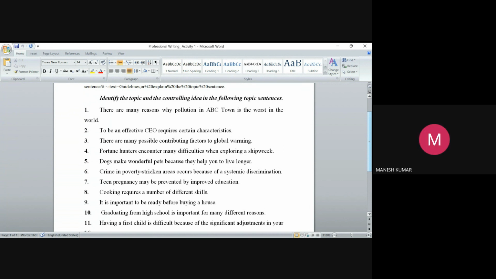Fortune hunters. Difficulties of fortune hunters. Any other answers? Difficulties in exploring a shipwreck. Difficulties when exploring a shipwreck. What is it?